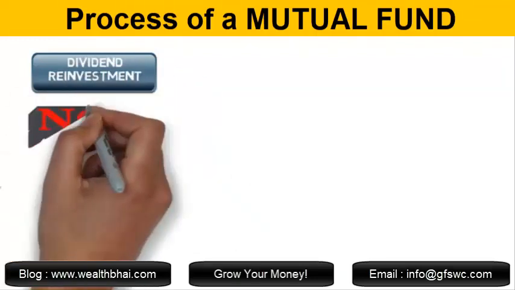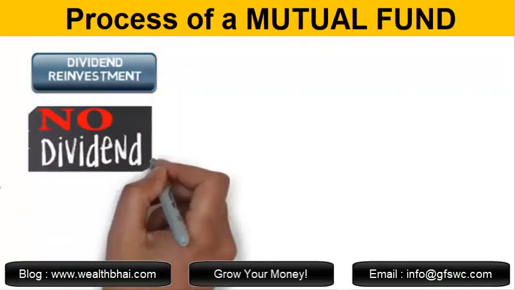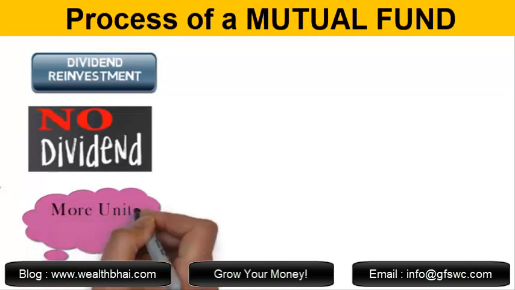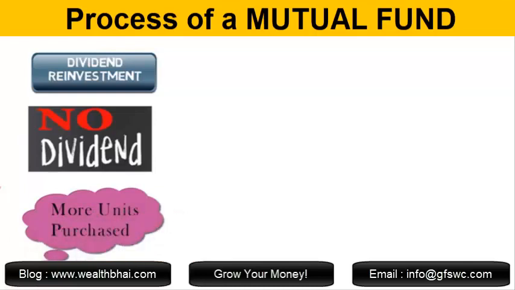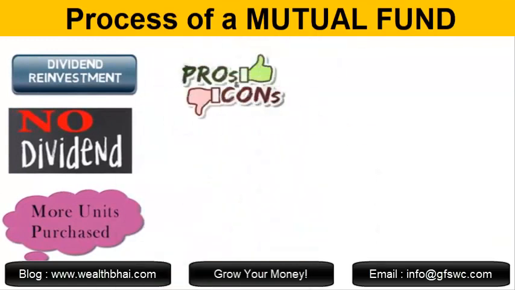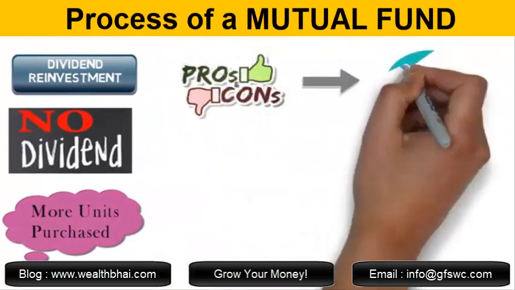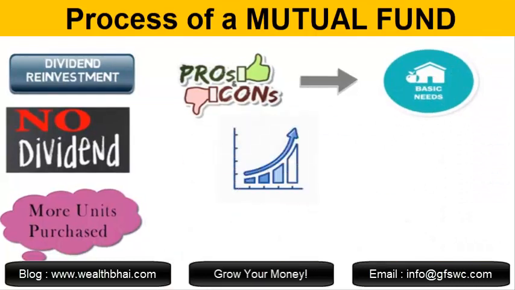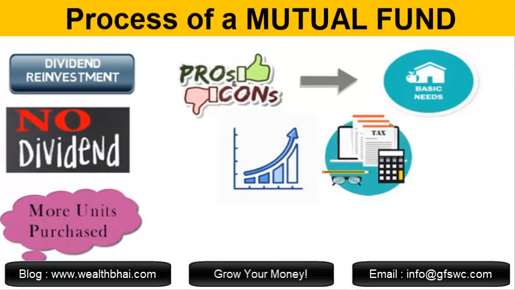Next is dividend reinvestment. In this option, the dividend is not paid to you. Instead, it is reinvested in the fund scheme by purchasing more units on your behalf. Each of the three options has its share of pros and cons, which will vary depending upon your needs. As investors, the treatment of gains and taxes are the two essential features that differentiate these options.